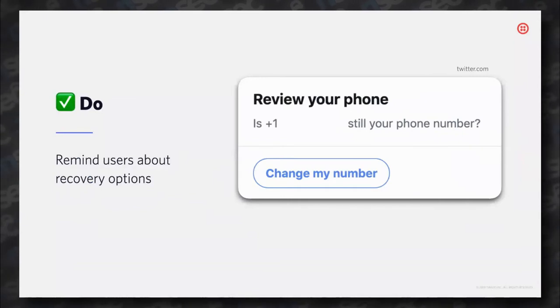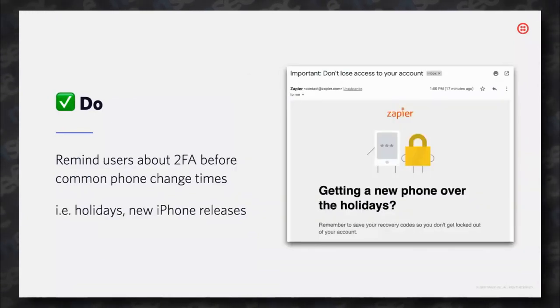Another recommendation, more than general prompts, is that you can also time these reminders and get specific with them. So time them around the holidays and around new iPhone releases. From the Authy side of things, we always see a higher volume of support tickets around the holidays when people get new phones and around new iPhone releases. That's when people are changing their phones, and that's when they might get locked out. It makes a lot of sense. There's not really anything too crazy happening there. But an example of this is an email I got from Zapier last winter, which is just a reminder to save your recovery code so that you don't get locked out of your account.